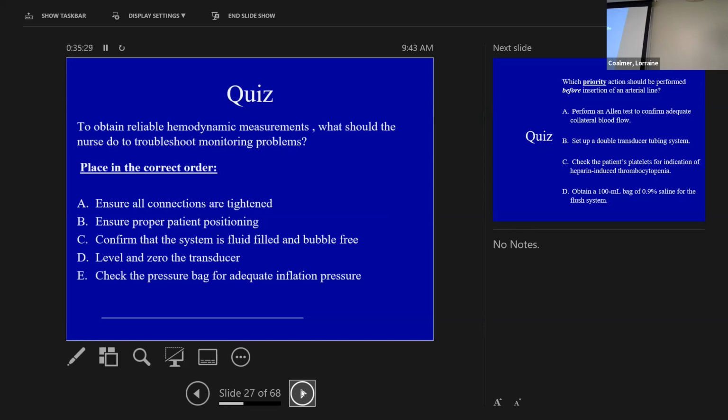So we're going to level and zero, right? That makes sense, right? So we're going to level and zero. Then what should I do?